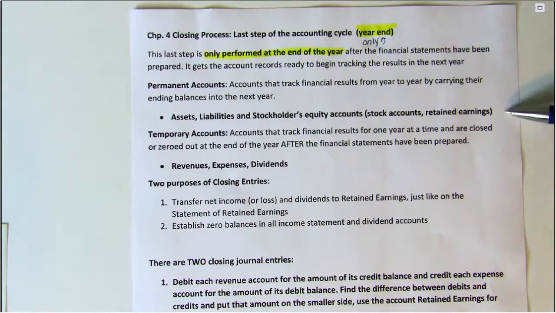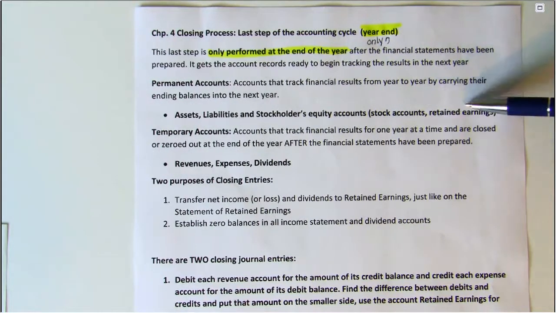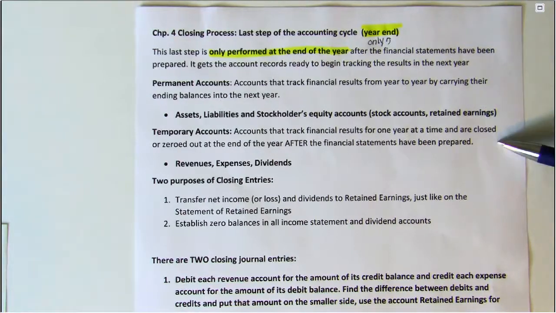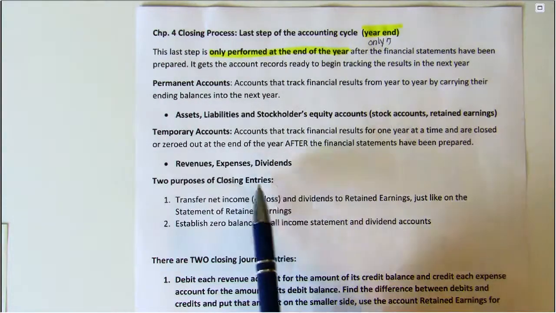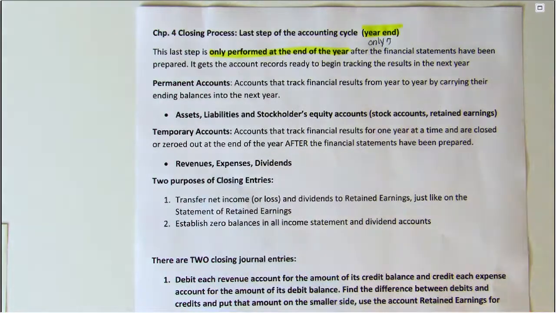So these would be accounts such as assets, liabilities, and the stockholders' equity accounts, which are the stock accounts and retained earnings. The temporary accounts track financial results for only 1 year at a time and then are closed out or zeroed out at the end of the year after the financial statements have been prepared, and those are your revenues, expenses, and dividends. So there's two purposes of our closing entries.